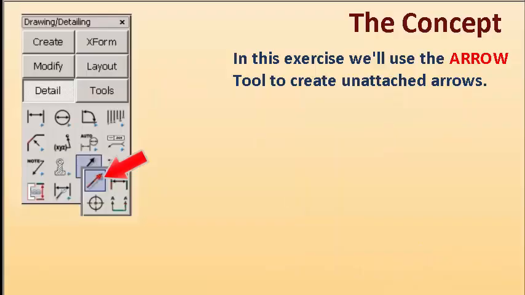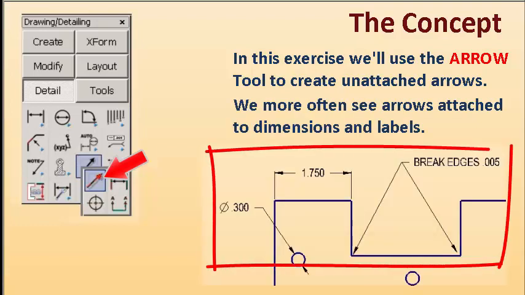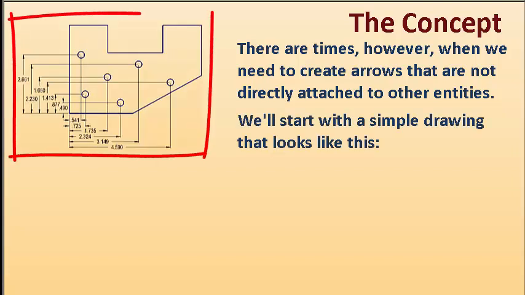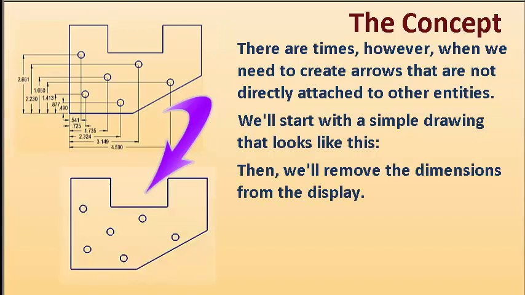In this exercise, we'll use the arrow tool to create unattached arrows. We more often see arrows attached to dimensions and labels. There are times, however, when we need to create arrows that are not directly attached to other entities. We'll start with a simple drawing that looks like this, and then we'll remove the dimensions from the display.